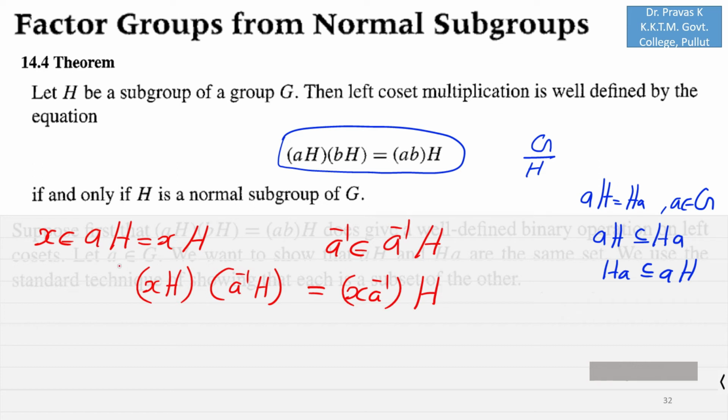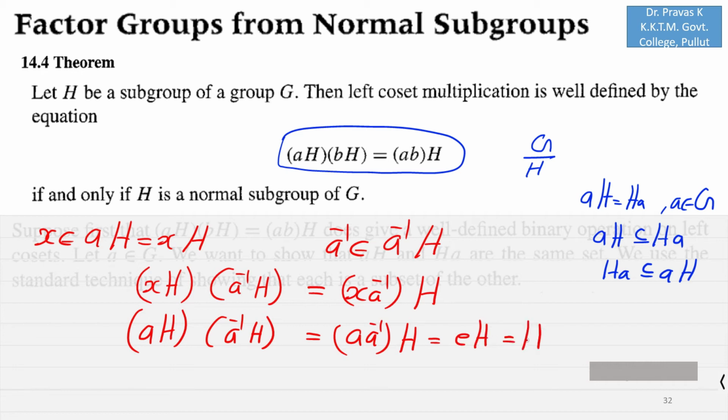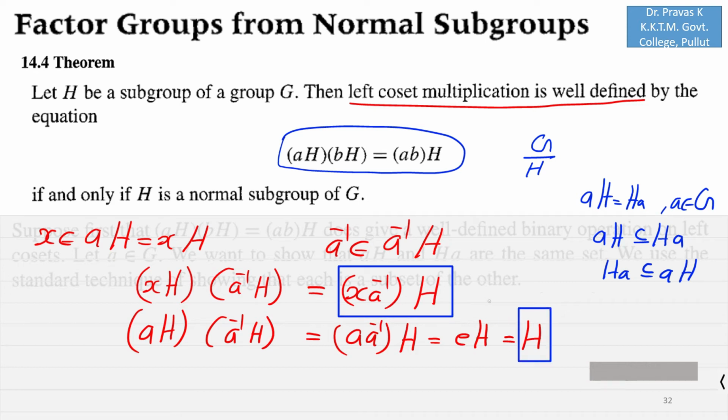Now if you take the first coset as aH, then you can have aH times a inverse H equal to a inverse H, which is the same as eH, or it is H itself. Now since the left coset multiplication is well defined, you must have x a inverse H and H to be the same coset. But in order to hold this, x a inverse must be an element of capital H.